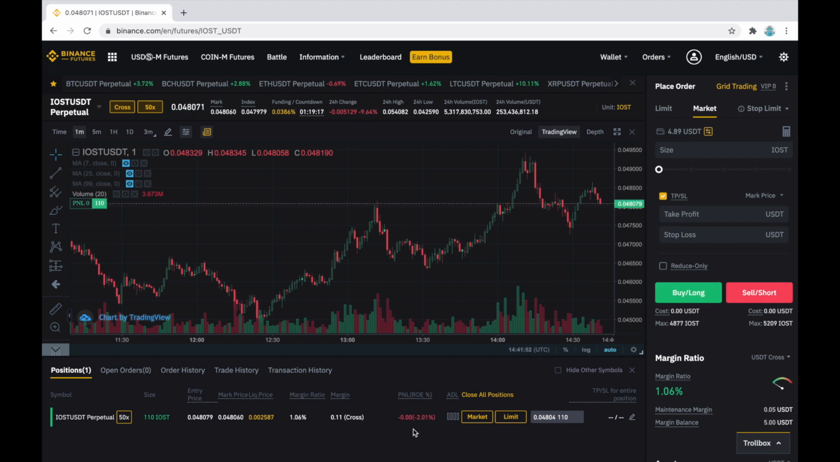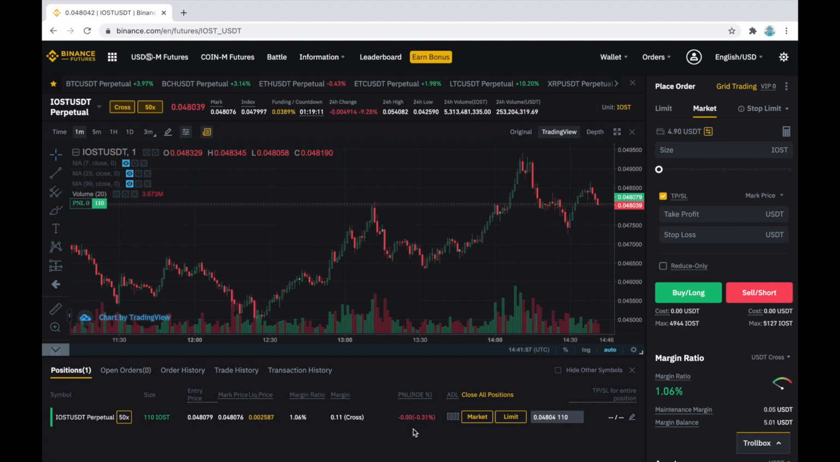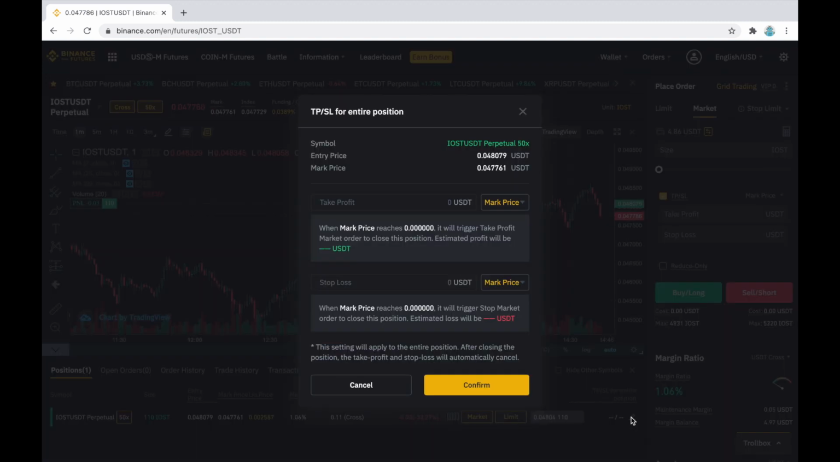As you recall, I had selected to trade this pair with ×50 leverage, so given the tiny price for IOST contract, being 0.048, and a high leverage that I had chosen, my initial margin was also very small. It cost me only 0.11 USDT to open this position. I can now tell Binance that I want to close this position when the price increases by a certain amount, so that I take a profit.